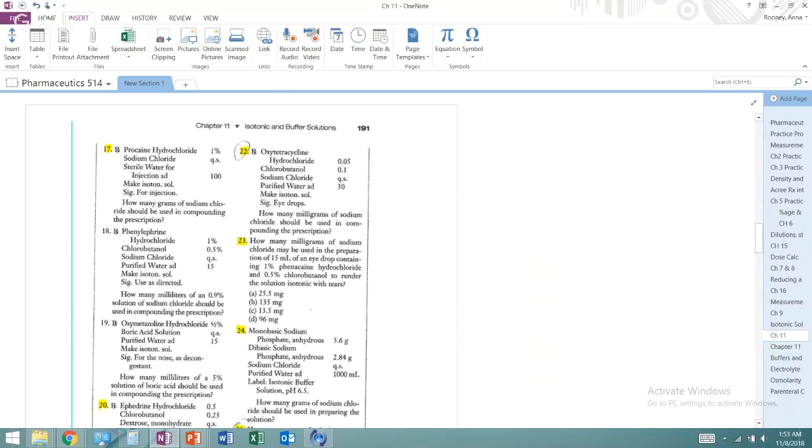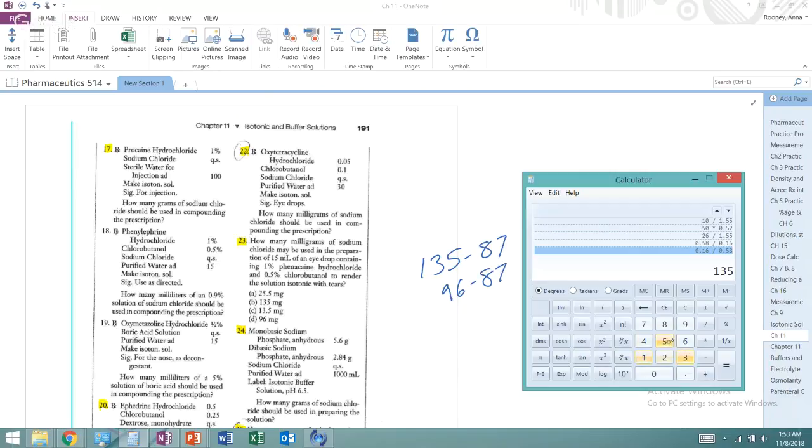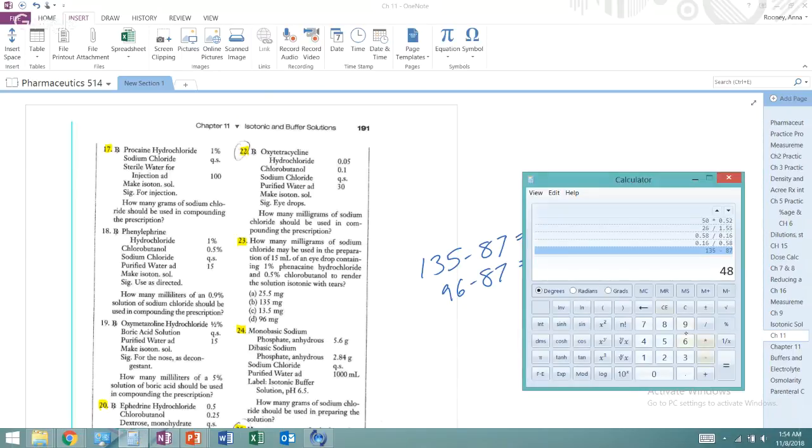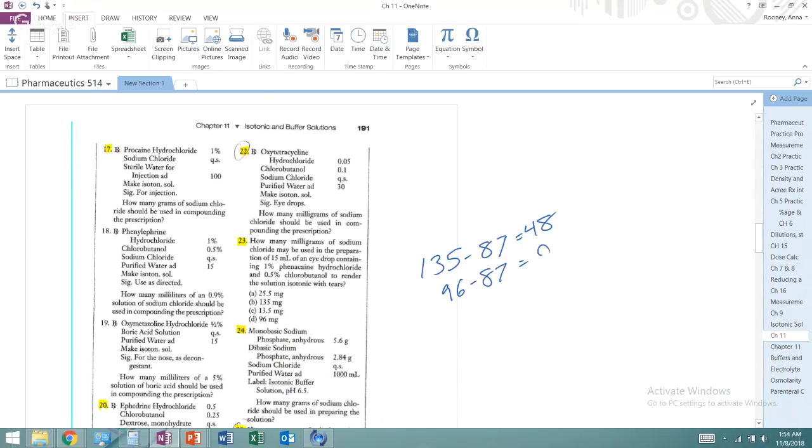And if I remember correctly, 135 minus 87, and then 96 minus 87. Yeah, so this is 48, and this one is like 9. My brain is, yeah. So this one is the closest of the bunch. So we choose D. So we go.